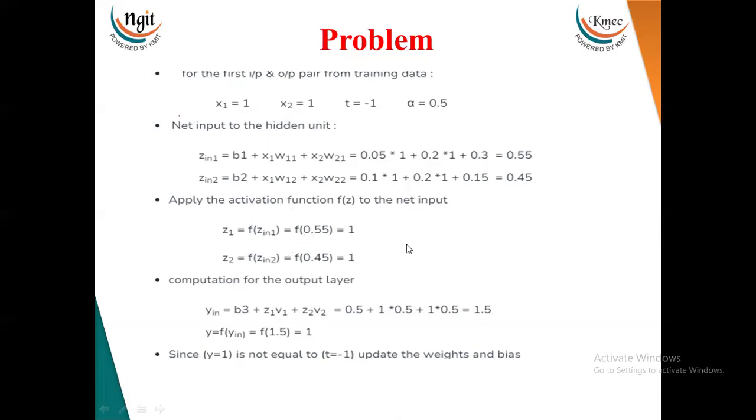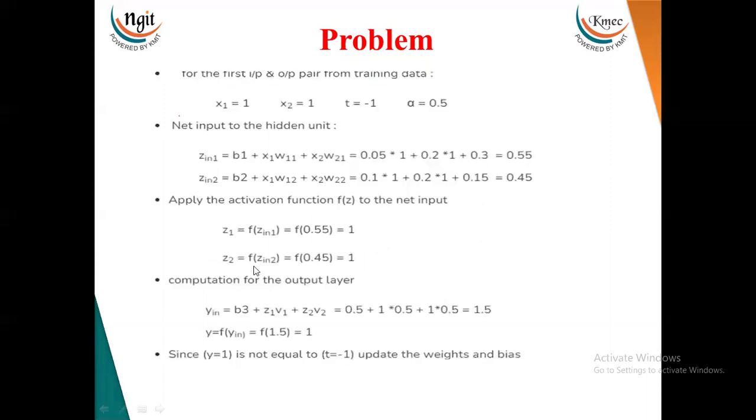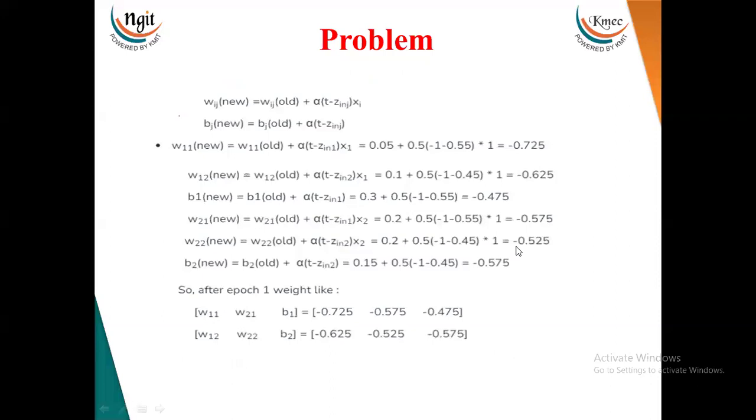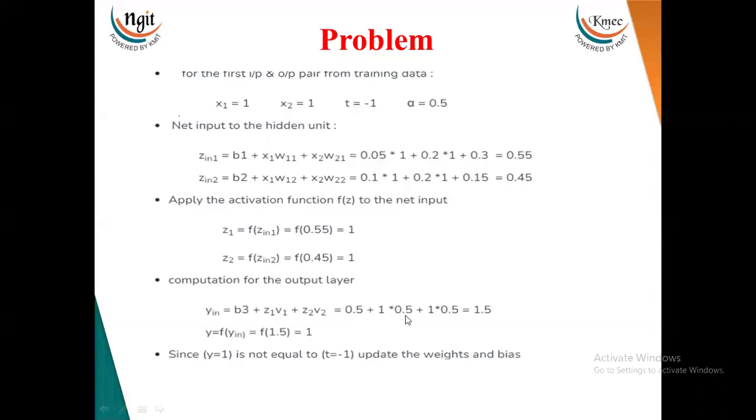Then I'll apply the activation function over here to get the net input. So I'll get f of 0.55, and f of this activation function is 1. And what is the computed output for this? B3 plus Z1 into V1 plus Z2 into V2. B3 value is 0.5, V1 is 0.5 and V2 is 0.5. Z1 is 1 and Z2 is 1. So if I multiply all these values, I get 1.5, and again f of 1.5 equals 1.